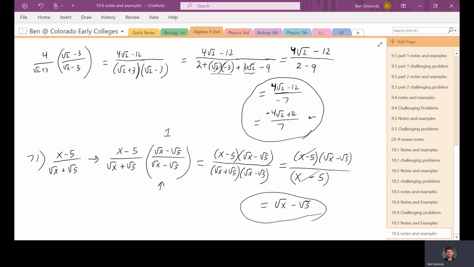So that's it. That's it for 10.6. The whole purpose of 10.6 is we've got some sort of radical in the denominator. We need it to go away. We don't want radicals in the denominator. So that's what 10.6 is all about.